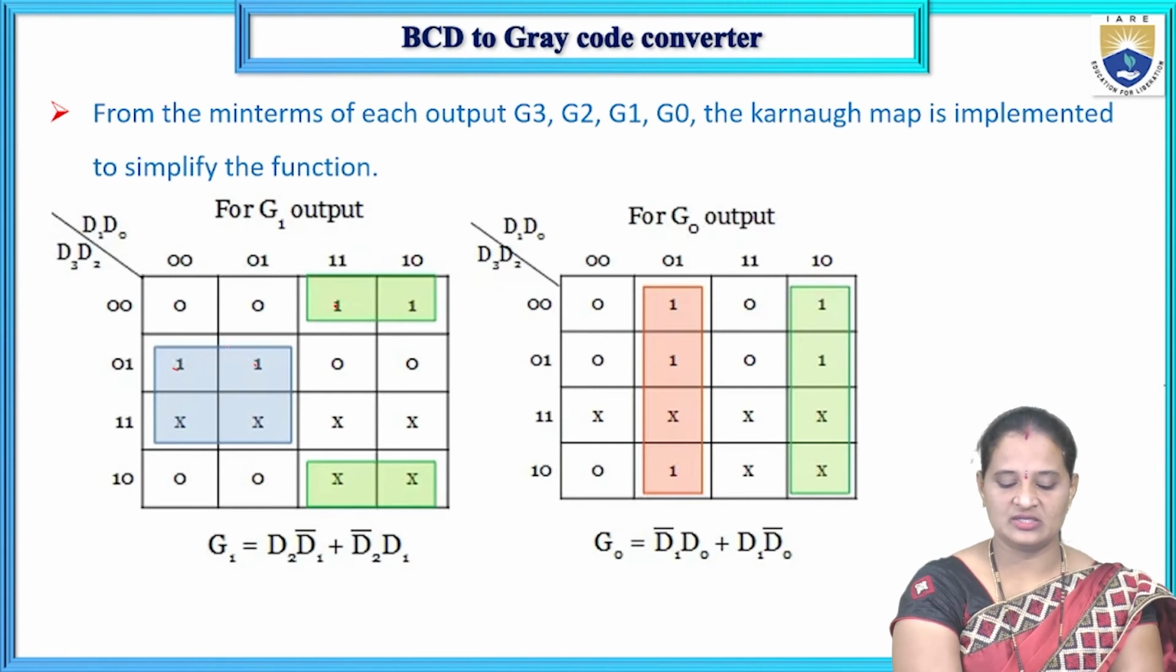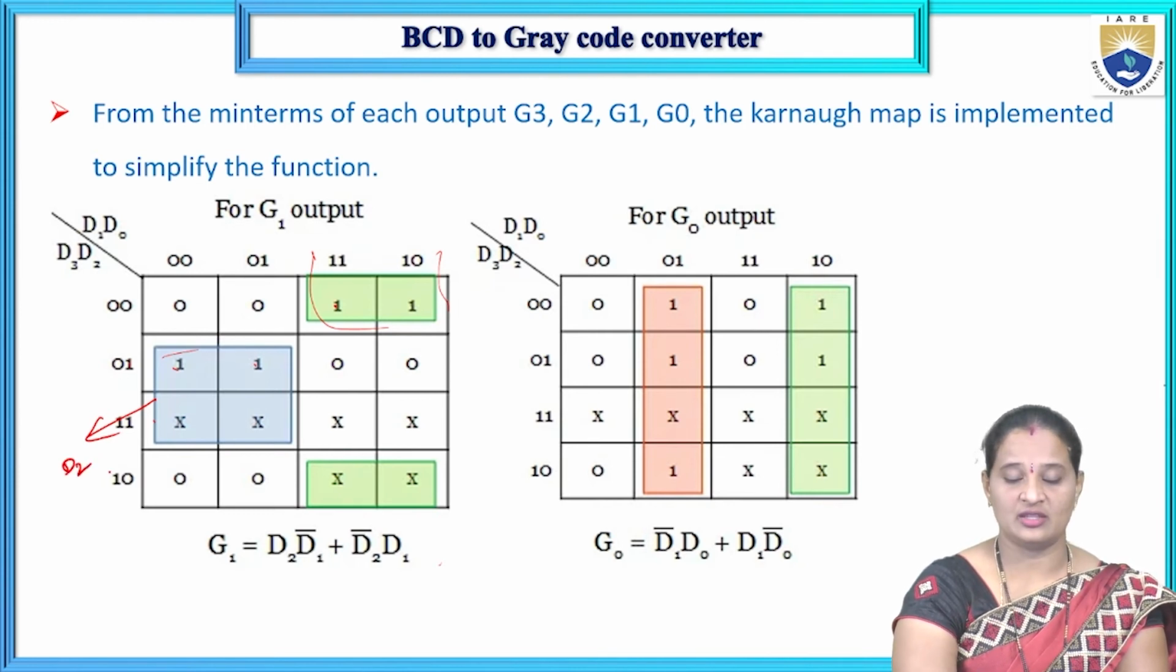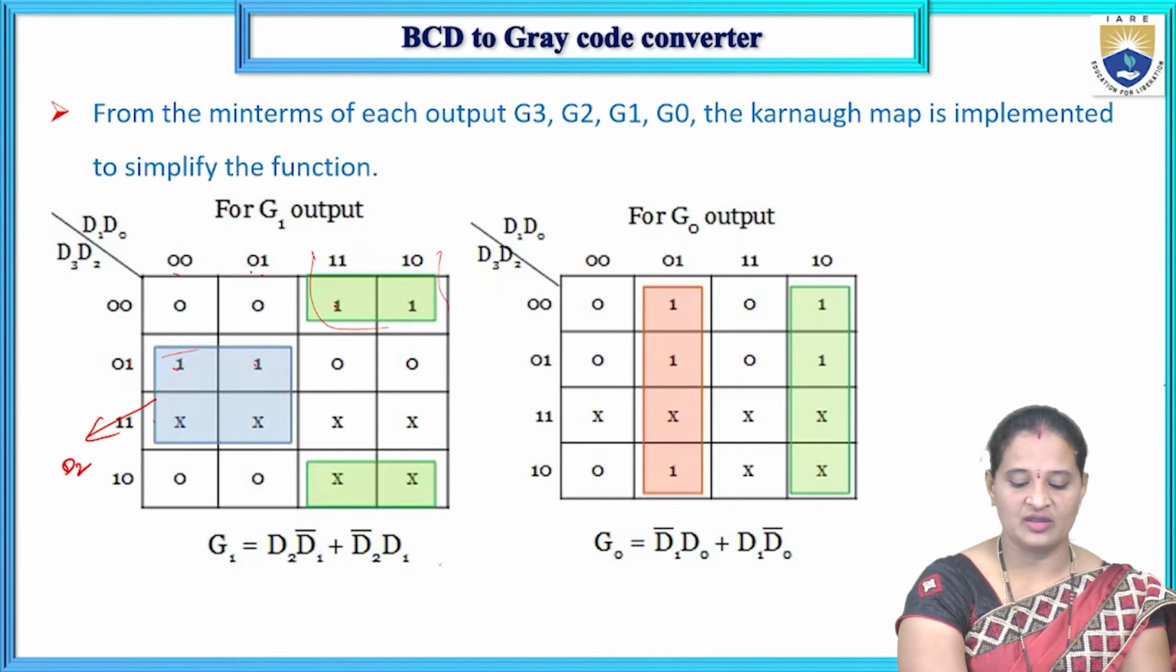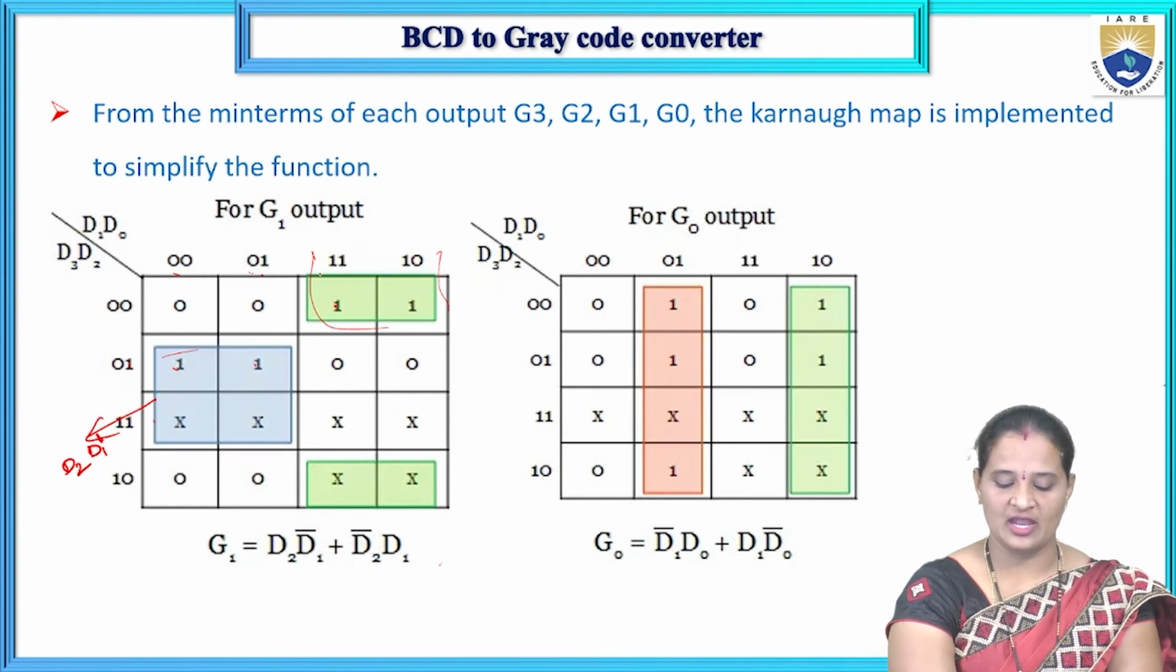Remaining all don't care. So I could form an octet here, a quad here, and a quad here. Two quads are possible here. Now coming to this quad, D3 value is varying, so eliminate D3, whereas D2 is common, so take it in the true form. D1 value is common, consider D1 which is equal to 0, so take it in the complement form. D0 is varying, eliminate D0.